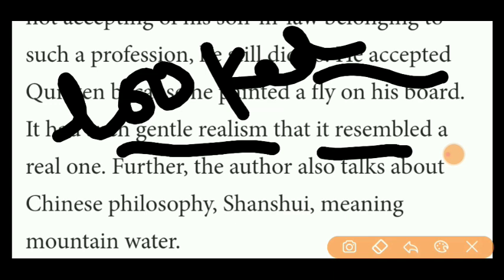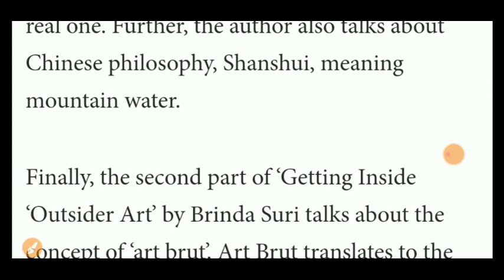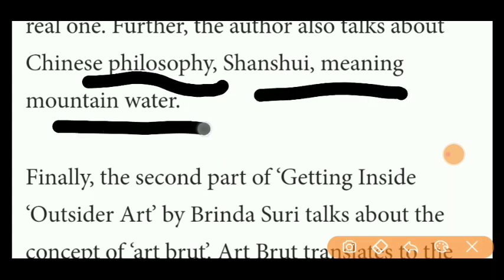And further, the author talks about Chinese philosophy. Now, what is Chinese philosophy? Philosophy means the life ideas related with a set of beliefs. Shan Shui, and Shan Shui means mountain water. It is the meaning of Shan Shui, mountain water.